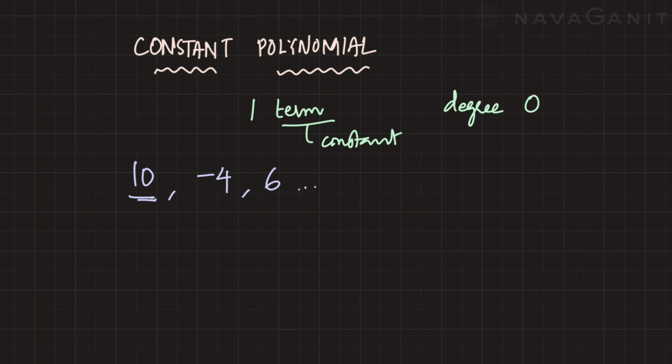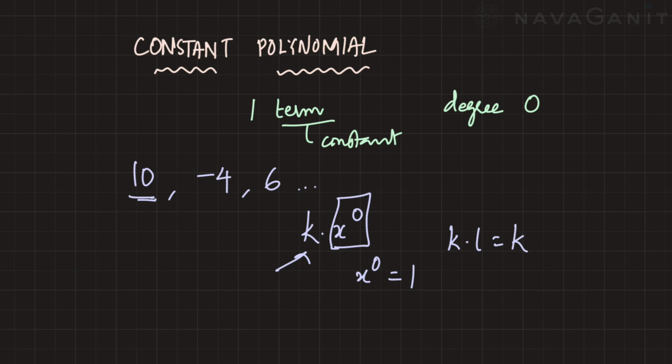A constant polynomial can be written as k multiplied by x to the power of 0, where k is the constant. Since anything to the power of 0 is nothing but 1, this is k multiplied by 1, which is k. So we can write a constant polynomial in this form, that is k multiplied by x to the power of 0.